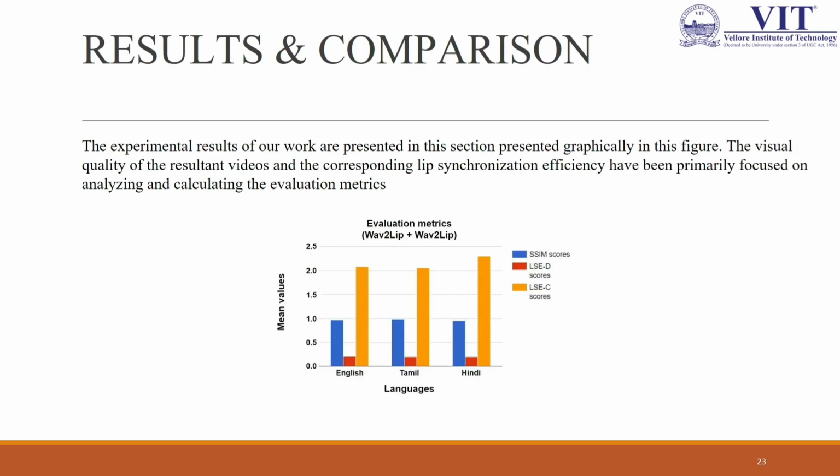Next slide. So coming back to results and comparison, we have done a lot of research and we have analyzed many metrics with respect to existing models. First we have displayed the graph where we have calculated SSIM scores, lip sync error, LSE-D and LSE-C scores with respect to three languages: English, Tamil, and Hindi, which we have given option for. And if you see, the SSIM scores are maximum for our model, which is Wav2Lip plus Wav2Lip, and even the LSE-D and LSE-C show better results in case of our model.